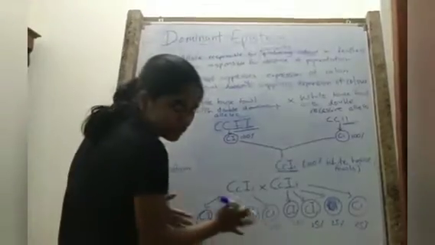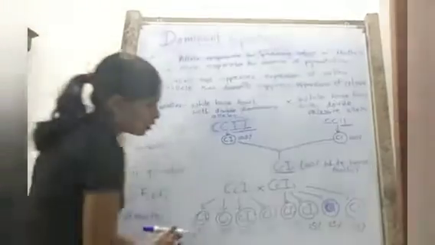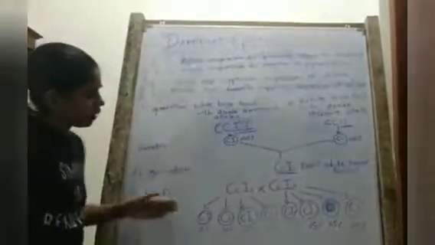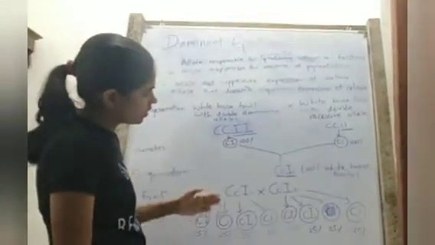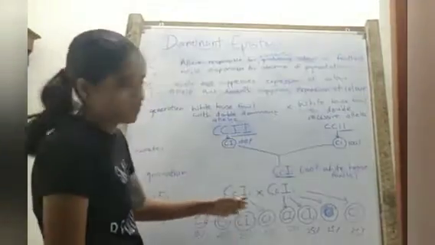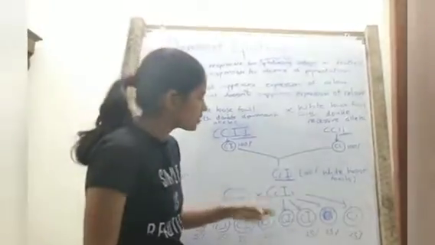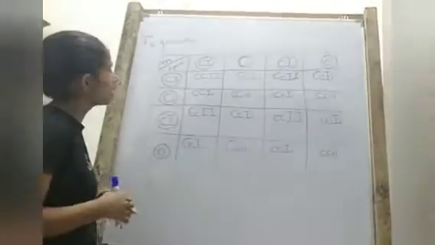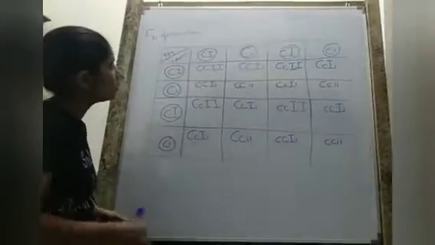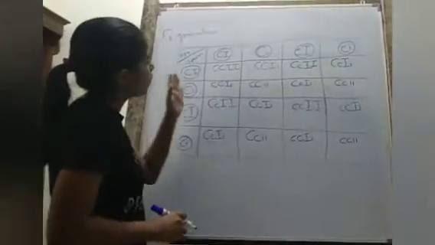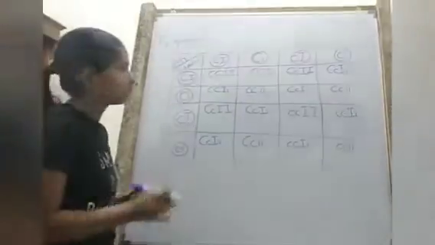Here, according to independent assortment, we have 4 types of gametes: capital C, capital I; capital C, simple I; simple C, capital I; simple C, simple I. So this is the Punnett square drawn in the F2 generation. We have written out all the possible genotypic outcomes.